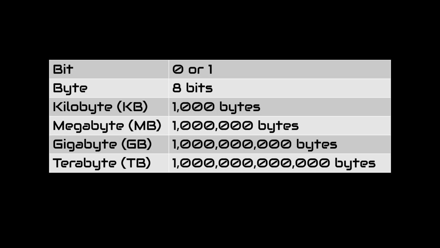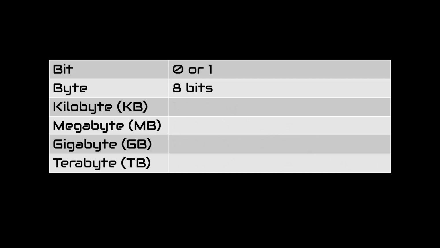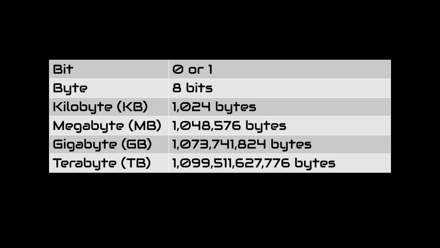Once you have 1,000 bytes, you have a kilobyte. A megabyte has 1 million bytes. A gigabyte has 1 billion bytes, and a terabyte has 1 trillion bytes. If you want to get technical about these prefixes, a kilobyte is actually 1,024 bytes, and a megabyte is actually 1,048,576 bytes. These numbers come from the binary system.